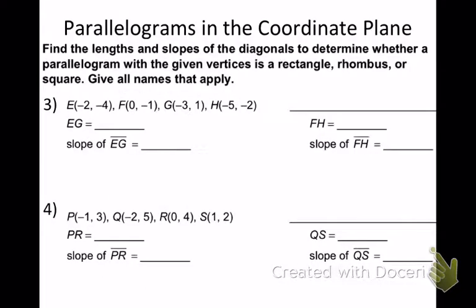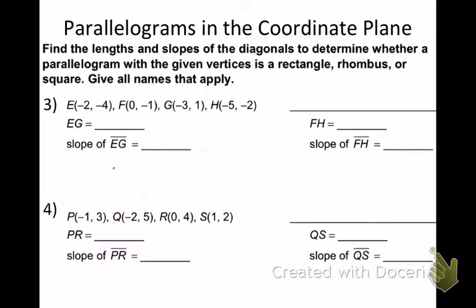All right, let's take a look at these here. It says, find the lengths and slopes of the diagonals to determine whether a parallelogram with the given vertices is a rectangle, rhombus, or square. Give all names that apply. So notice it's E, F, G, H. So that's like saying, I have a shape, something like this. E, F, G, H. So my diagonals would be EG and HF or FH. Does everybody understand that? The diagonals are not the ones next to each other.